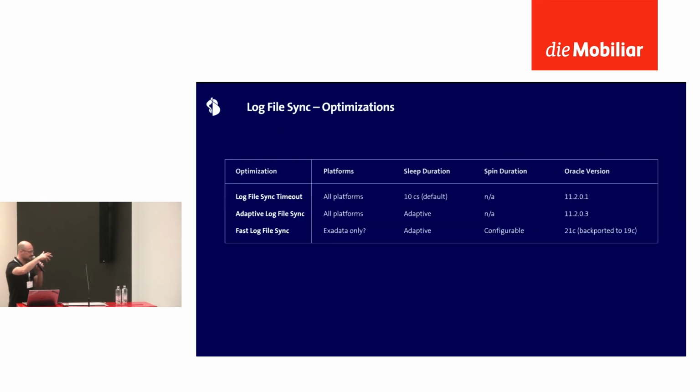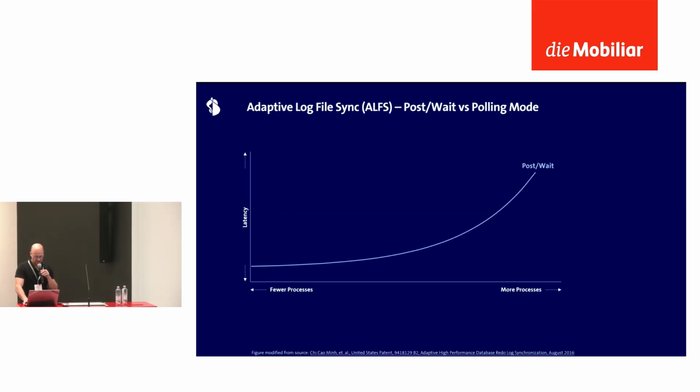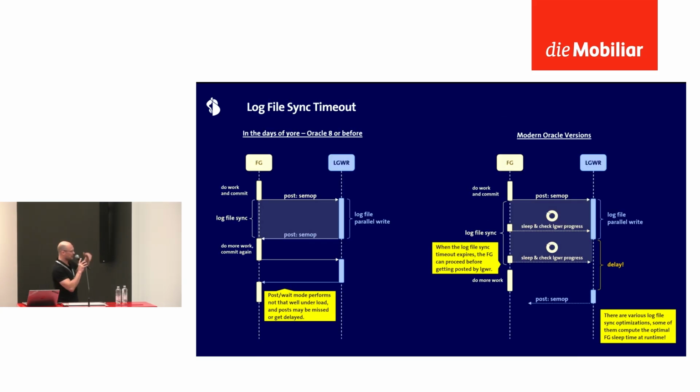And there are various enhancements and optimizations that have been added over the years. Just quickly summarize them here, but I'm not going to comment too much about them. The most recent one on Exadata added a spin component, so rather than sleeping, these sessions can actively spin and probe on CPU while checking the progress of LogWriter. The feature goes by the name Adaptive Log File Sync, and the main idea behind it is that Oracle can dynamically switch between these two modes, meaning under light or moderate load, it uses a post-wait scheme, and under higher load, it starts using the polling.